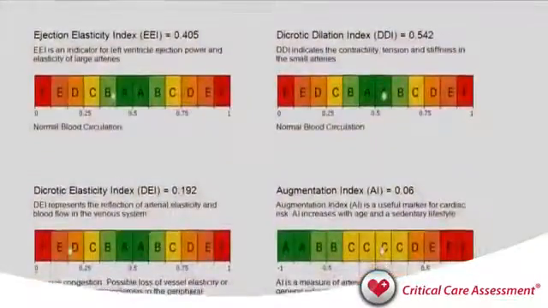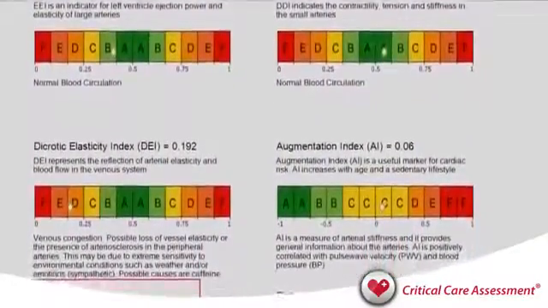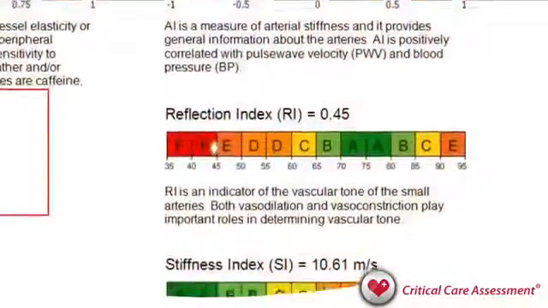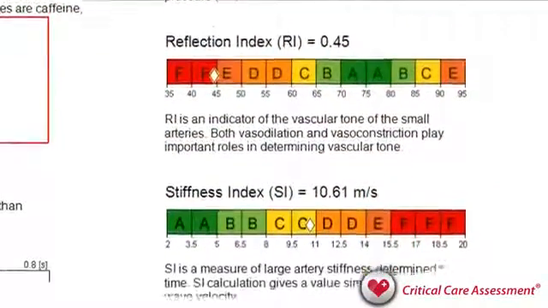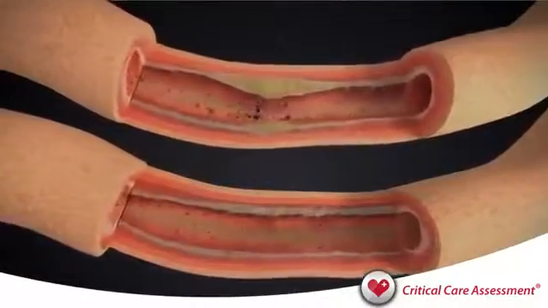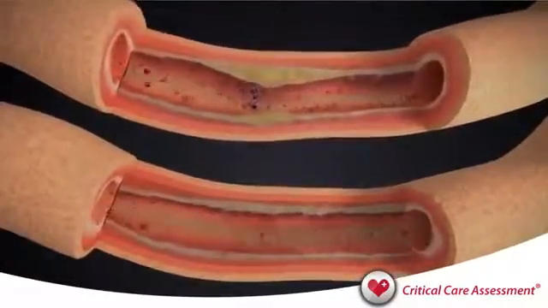The Critical Care Assessment System takes a snapshot into the cardiovascular system and evaluates arterial elasticity or arterial stiffness, which is related to atherosclerosis. Arterial stiffness is a major cardiovascular risk factor.